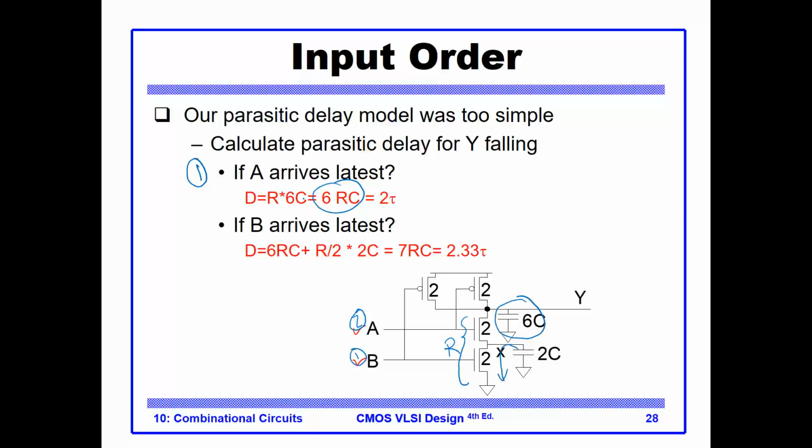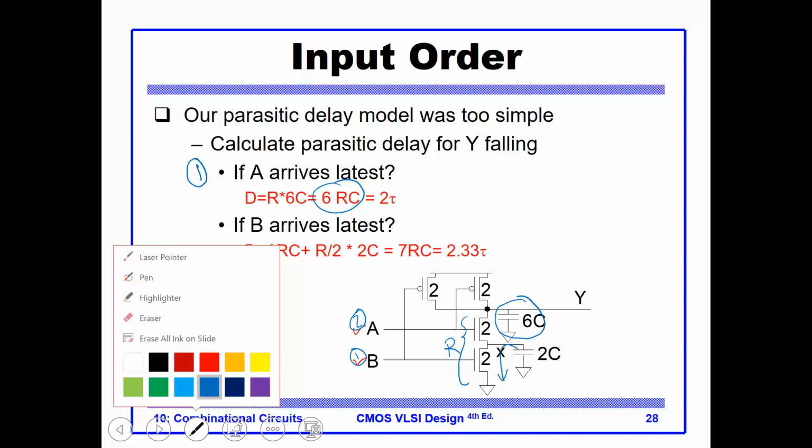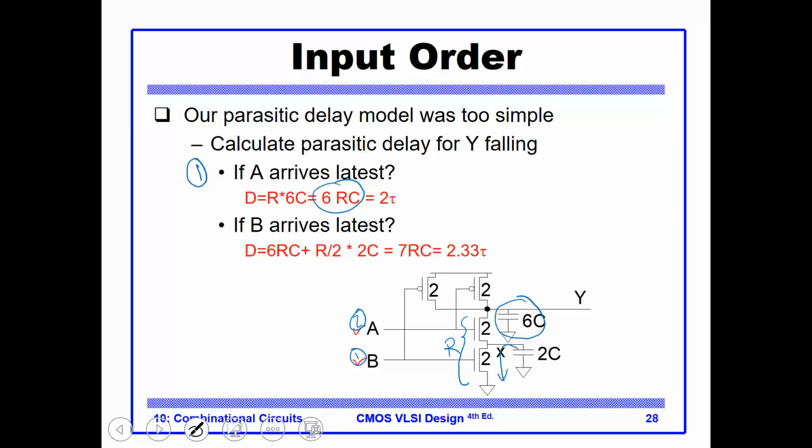However, if B arrives latest, so let's change the color of the pin here, and we use, for instance, the brown here. Okay, so this is where first we will have A and then B. If A arrives, we cannot discharge this capacitance because B is still not activating this transistor. So we will have to wait for B to arrive.